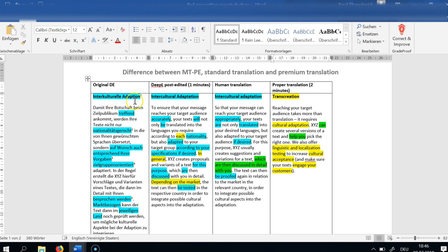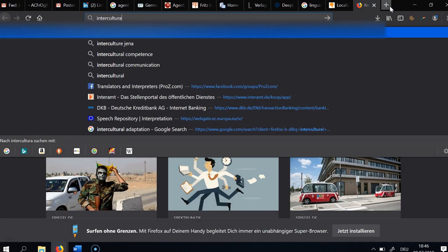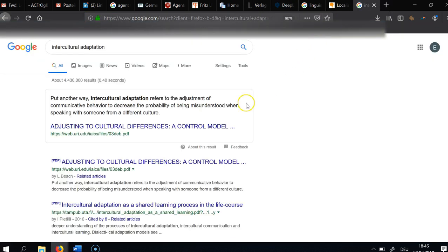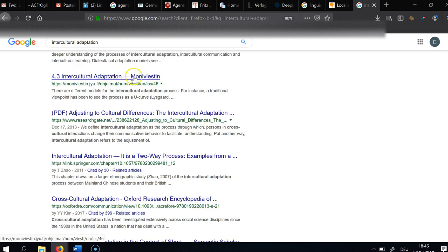First of all, they pick the word intercultural adaptation. The machine translation and the existing human translation, which is from the website also, they all use intercultural adaptation. If you look up the term intercultural adaptation more closely, it can probably mean different things in different contexts.